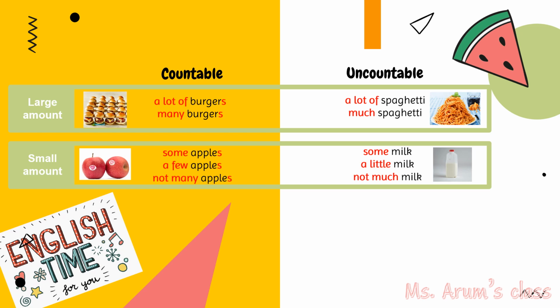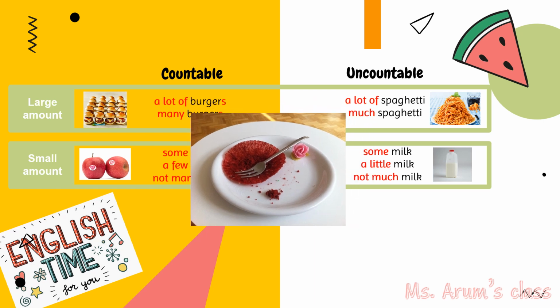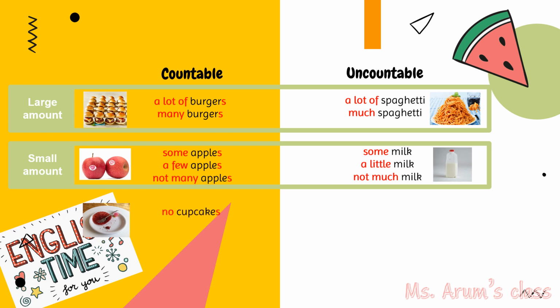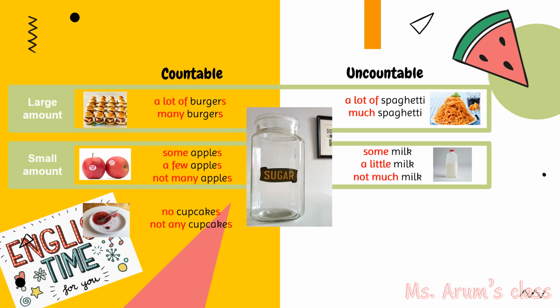Okay. Now, what about this? What about if you don't have like this? No cupcakes, guys. You have eaten all. So what do you say about it? Okay. You can say no cupcakes or not any cupcakes. Very good. Cupcake, countable, right? Yes. Next. Sugar. The sugar jar is empty. What do you say about it? How can you describe it?